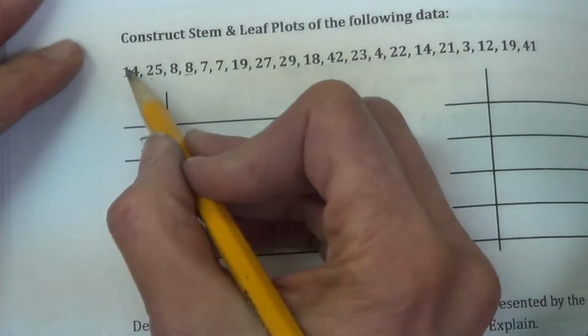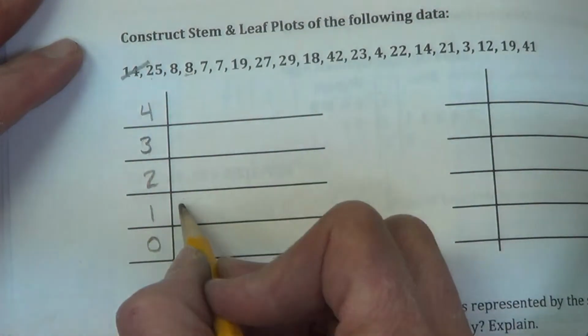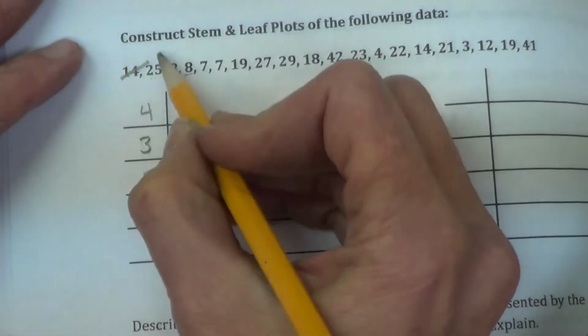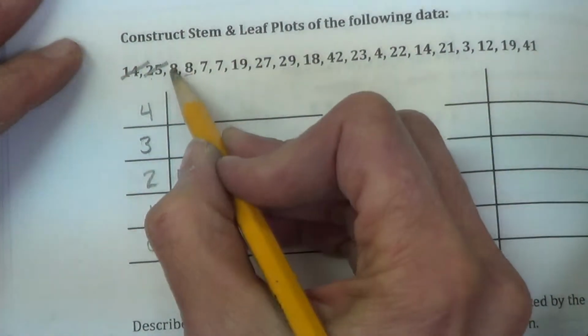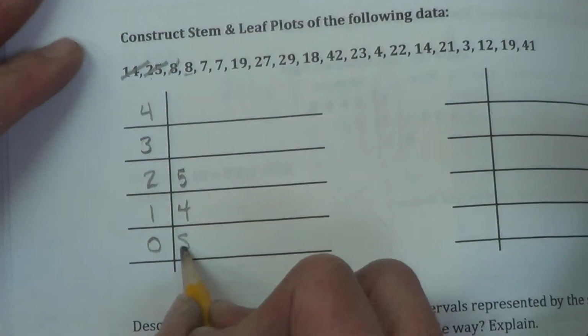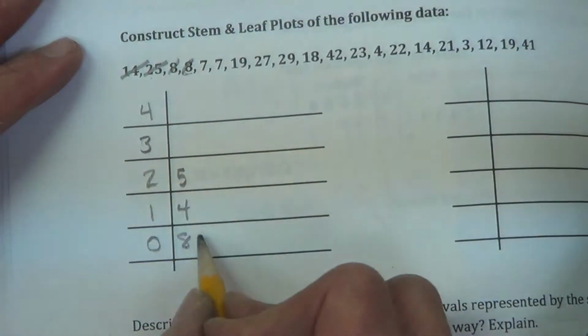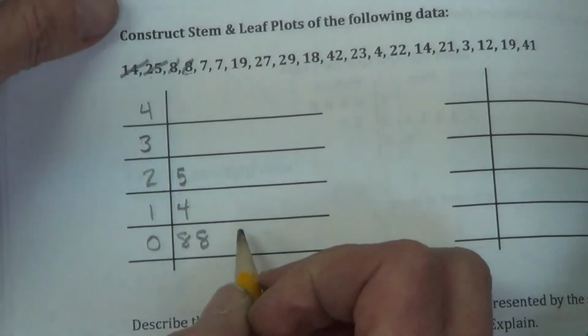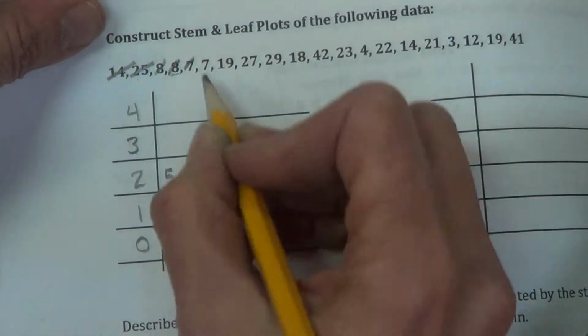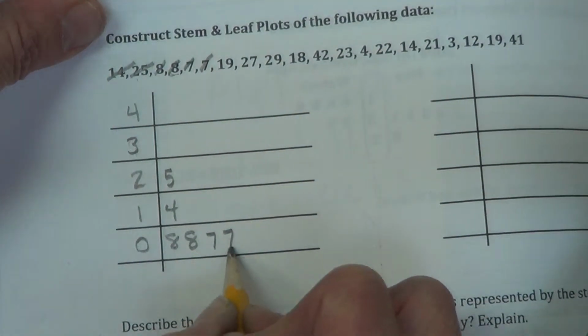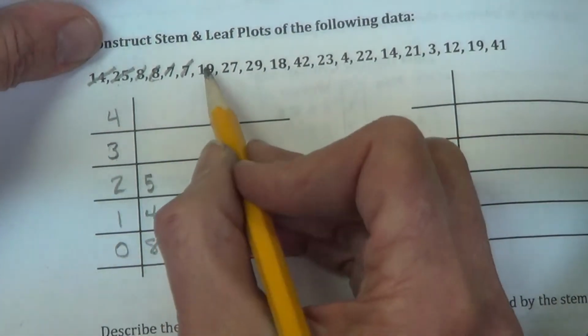Now you just start recording them. 14 would go right here, 1, 4. 25 would be 2 tens and 5 ones. 8 would be 0 tens and 8. Just go ahead and stop the video and record yours. Make sure that you get what I get. 7, another 7. You do list them twice if they're in the data twice.